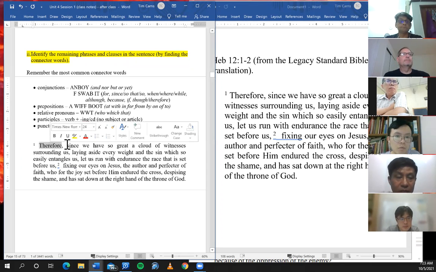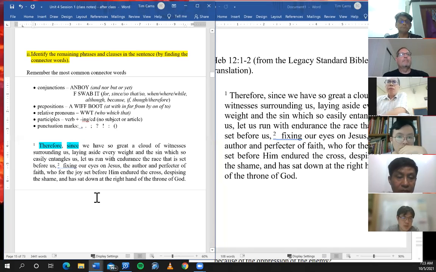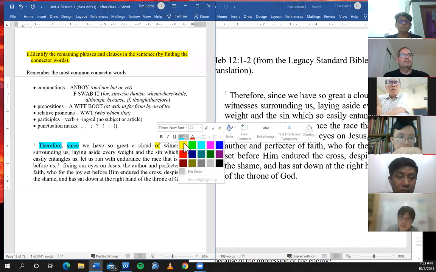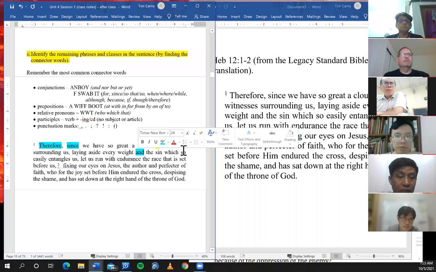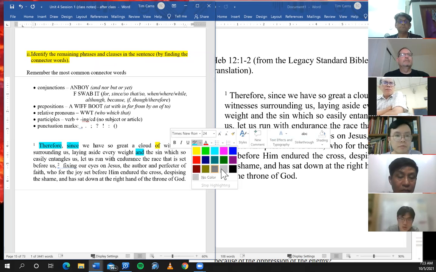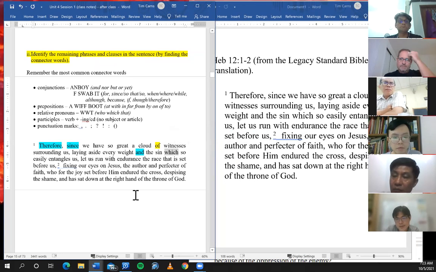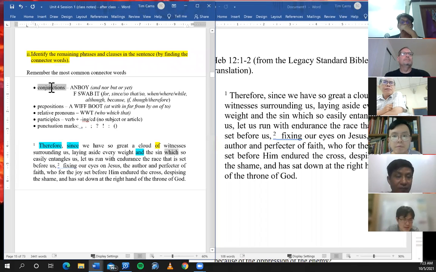Therefore, yes. All right. That's a subordinating conjunction. Since is also a subordinating conjunction. Of, yes. That is a preposition. And that's a conjunction. Yep. Coordinating conjunction. Good. Which. What is that? That is a, what's the word for that? Yeah. Relative pronoun, right? Okay. Yeah. Relative pronouns.